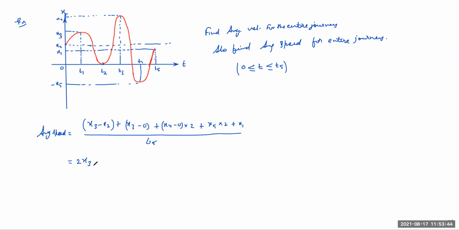So 2x3, 2x4, 2x5 minus x2 plus x1. Now you can compare your answer. Sir, I just want to know why it is 0 minus x3, why is it not 0 minus x3?